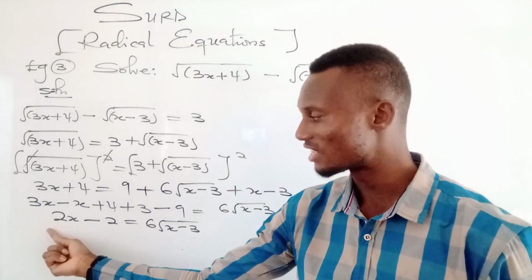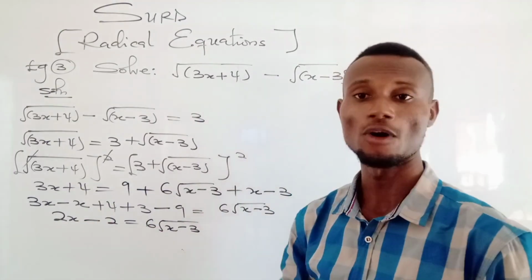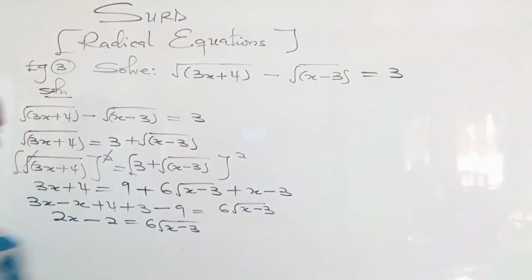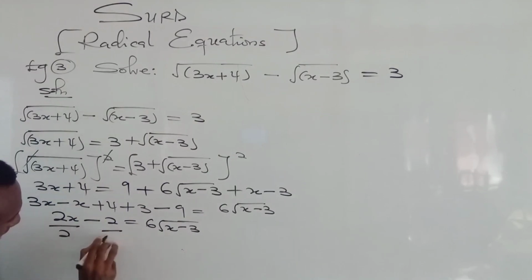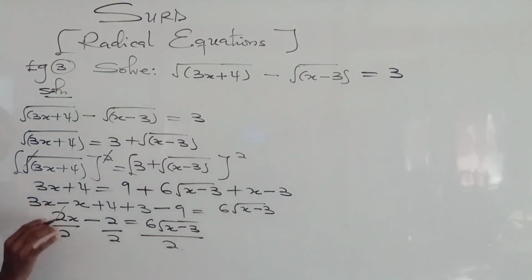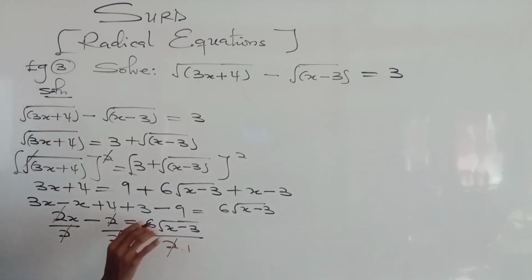So I'm going to divide through by 2 so that I can reduce the equation before we square both sides. Okay, so let's go ahead and do that. I'll divide here by 2, here also by 2, and here also by 2, so that these 2 and these 2 can cancel away. These 2 and these 2 cancel away. 2 goes here 1 and goes into the 6 3 times.